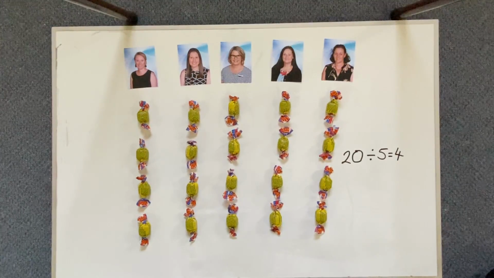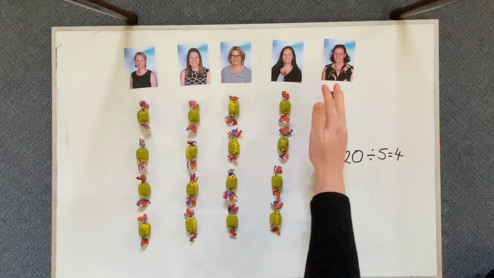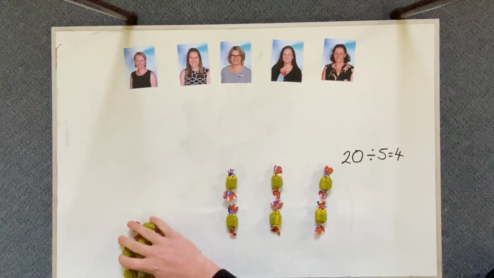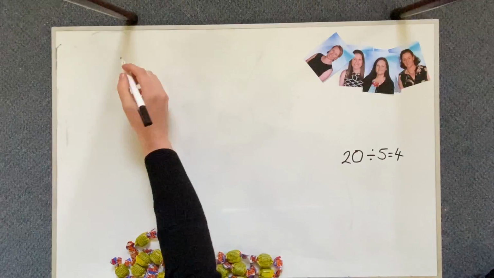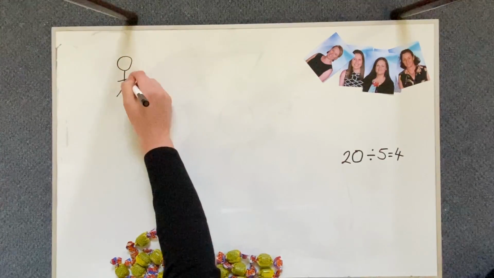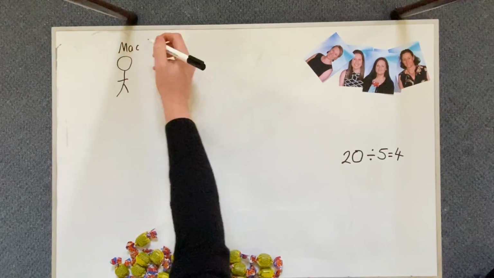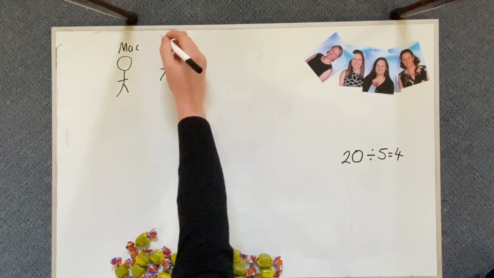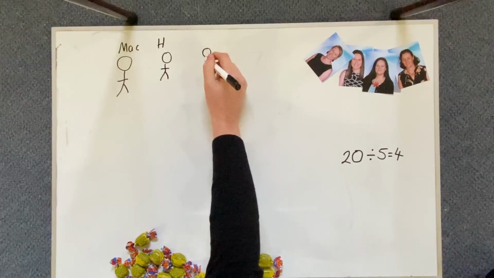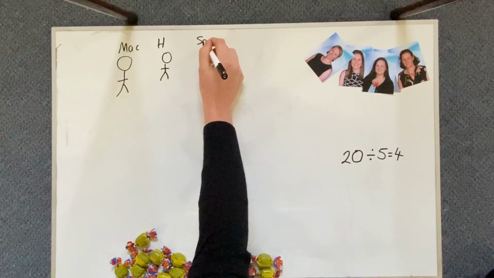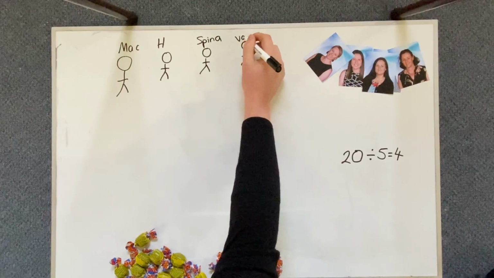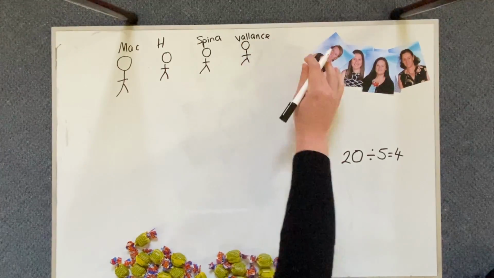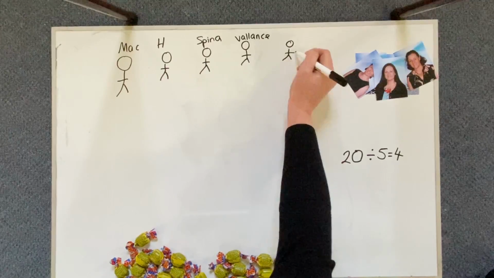Now, if I didn't have any fantails to share out, I could draw this problem. So if I didn't have these, or any of these even, I could draw my people. So I could draw, this is Mrs. Mack. And then we have Mrs. Hetherington, we'll put a H for that one. Then we have Mrs. Spina. Mrs. Valence. And Miss Lyons.